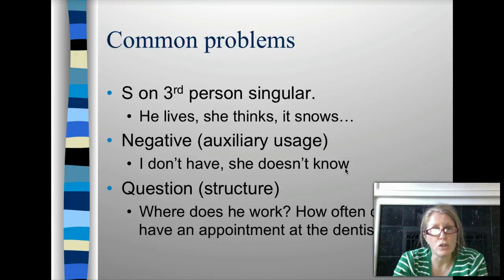And the question structure. This is not only a problem with the simple present, but with every verb tense. So where does he work? Or how often do you have an appointment at the dentist? Question word, auxiliary, subject, verb. We will work on this a lot throughout the semester.